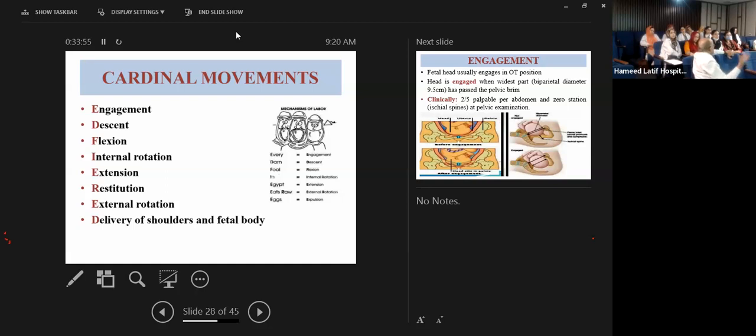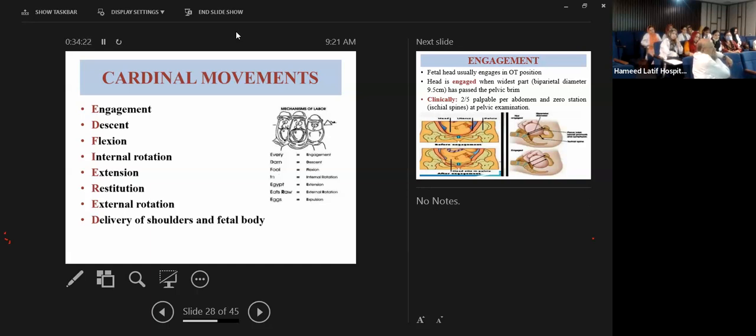Flexion: as the head enters the pelvis, it comes against the resistance of the soft tissue in the pelvic floor, so that enhances its attitude of flexion. And then with further uterine pushing down by the uterine contractions, the most forward part of the fetal head moves anteriorly. That is known as internal rotation. That is the second movement.